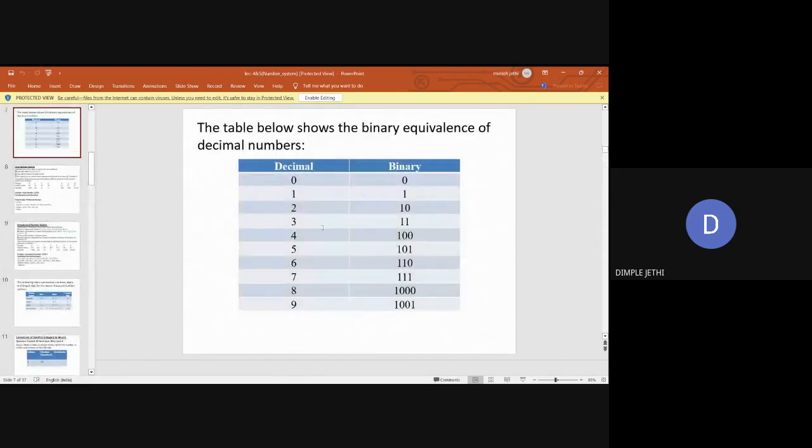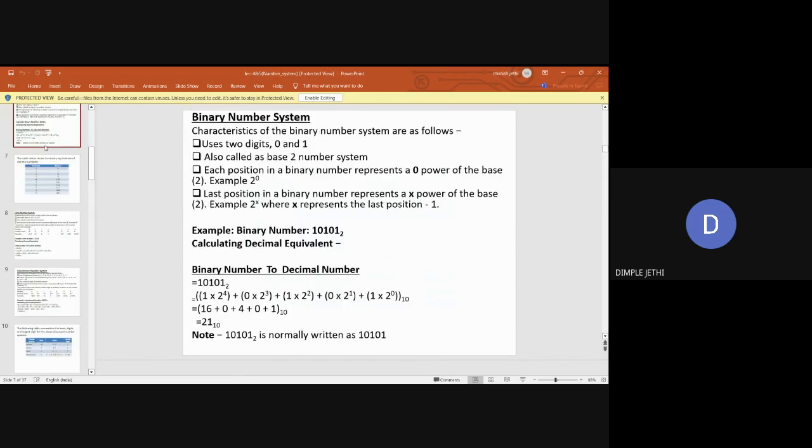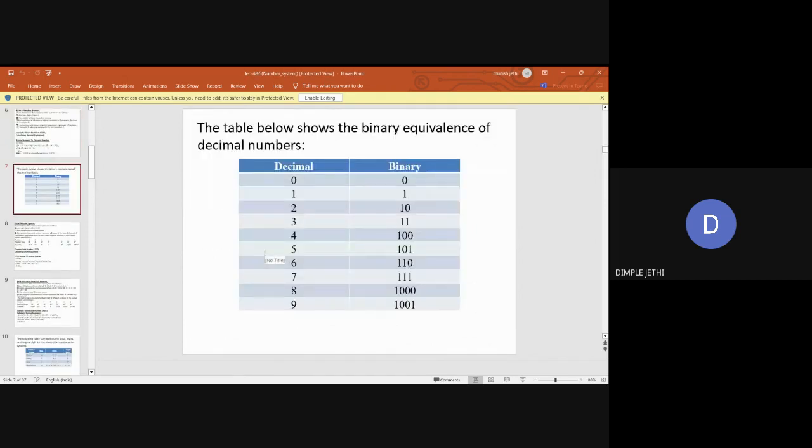See, this is 0. For 0, binary is 0. For 1, binary is 1. For 2, binary is 10. How do we get this 10? This I am telling you. Here I have given you this table. For 3, this is 1 1. Okay, how do we get this?